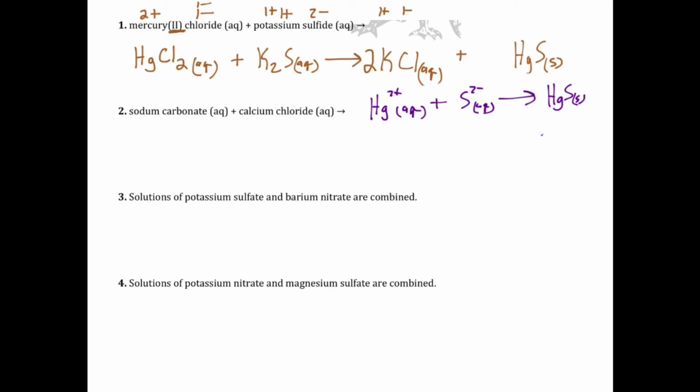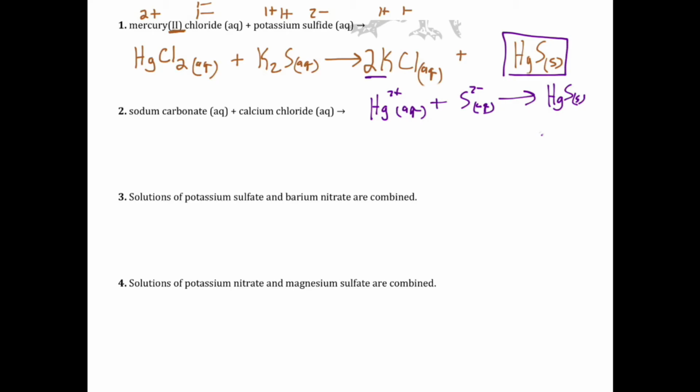So notice how over here, mercury is aqueous. You can also see that sulfur is aqueous over here. And then mercury and sulfur become the solid, and that is the net ionic equation. This here is the net ionic equation. Now we got the net ionic equation from the solid.